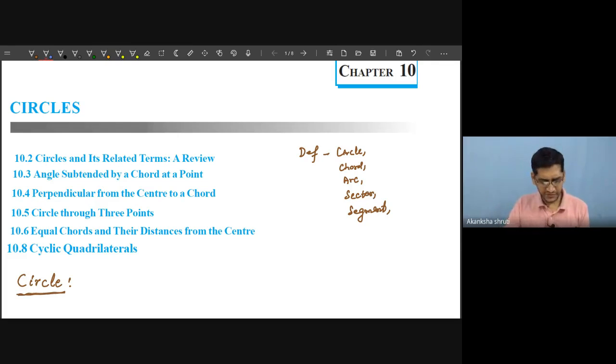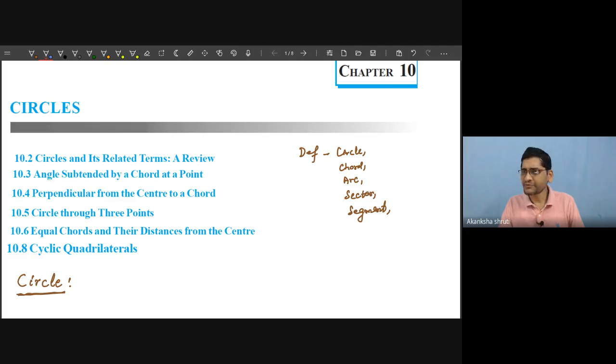Good evening, students. Today we are going to start the new chapter called Circle. In this chapter, we have to learn about the basic terms and definitions related to circle, like what is circle, what is its center, what is diameter, what is chord, what is sector, what is segment, all those definitions. After that, we have to learn about the angle subtended by a chord at center and at the circumference.